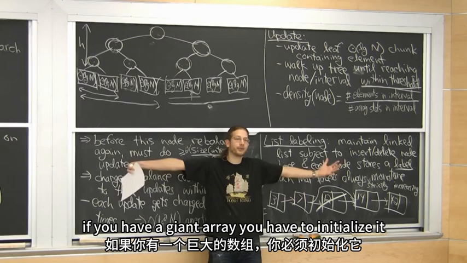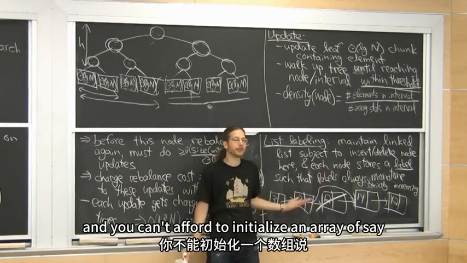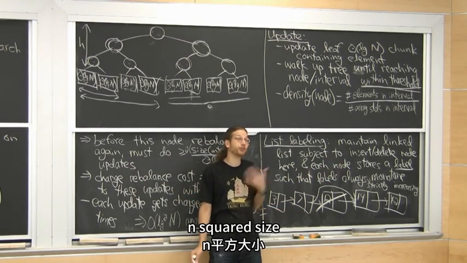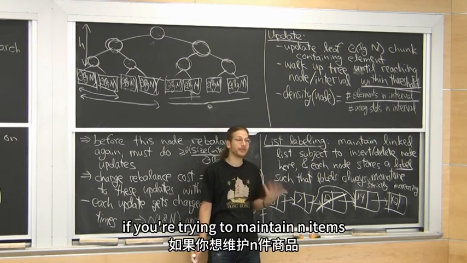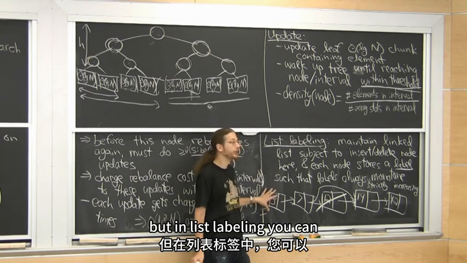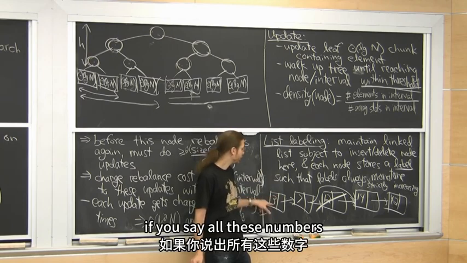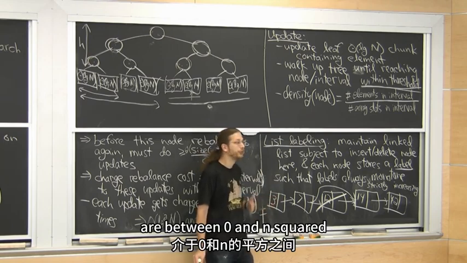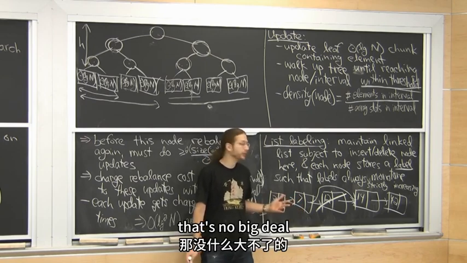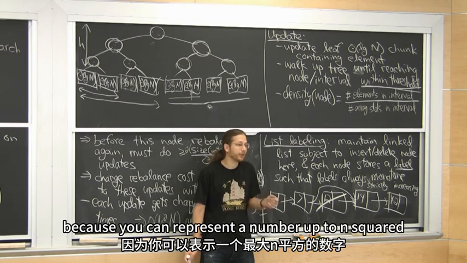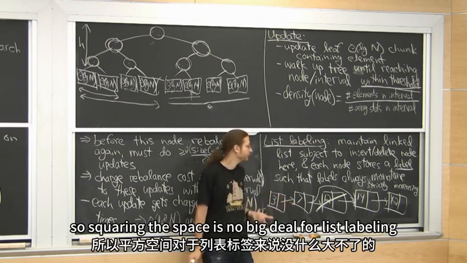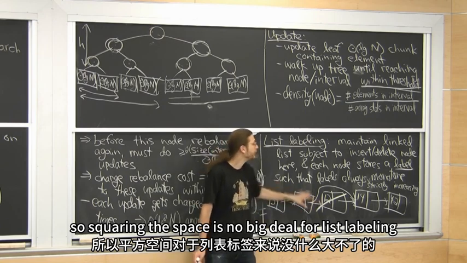If you have a giant array, you have to initialize it. And you can't afford to initialize an array of, say, n squared size if you're trying to maintain n items. But in list labeling, you can. If you say all these numbers are between 0 and n squared, that's no big deal, because you can represent a number up to n squared, which is 2 log n bits. So squaring the space is no big deal for list labeling.